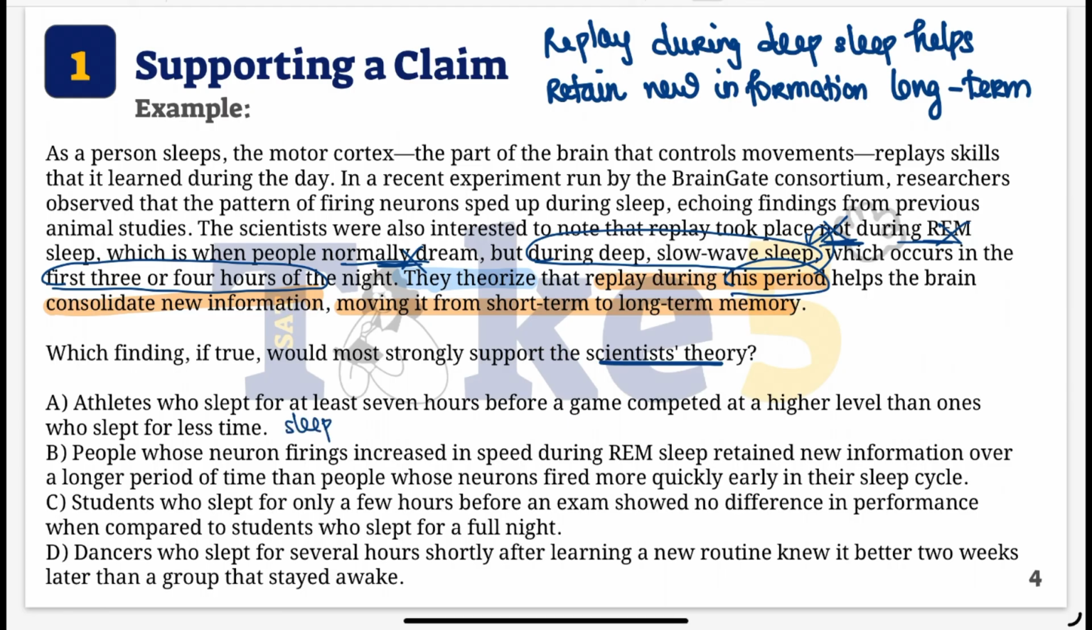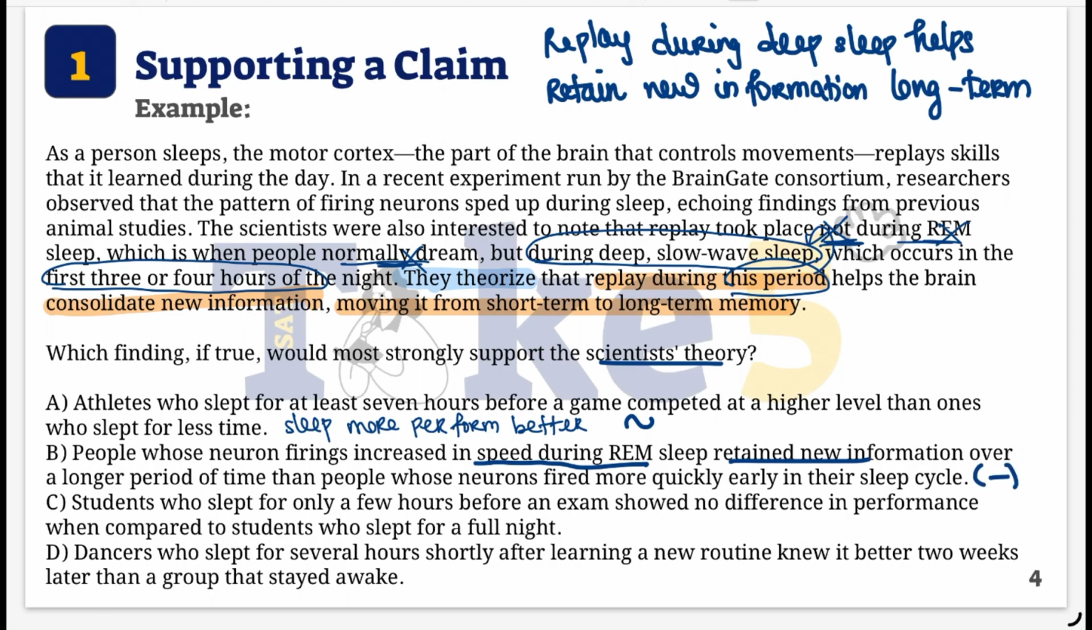A says that athletes who sleep more perform better. So it is unrelated to the theory because it only involves the amount of sleep, not anything about consolidating new skills. Let's put a neutral wiggle here. B does mention retaining new information in a longer period of time, but it is in REM sleep, not in the early sleep cycle like the theory. So it's actually contrast, put a negative sign.